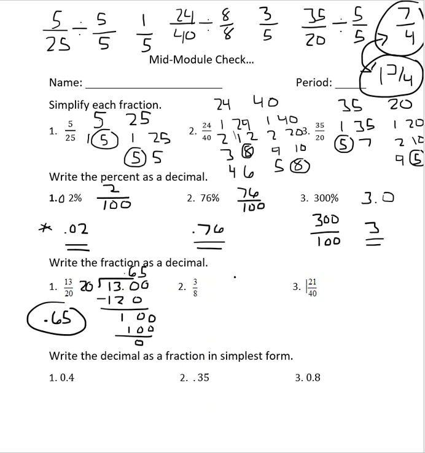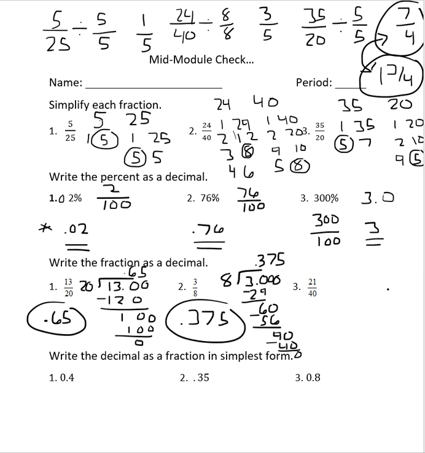Okay, the next one, 3/8. So we're going to take 3. We're going to divide it by 8. We do our decimal, 0. 8 goes into 30 3 times. 3 times 8 is 24. 30 minus 24 is 6. Add a 0, bring a 0 down. 8 goes into 60 7 times. 7 times 8 is 56. 60 minus 56 is 4. Add a 0, bring a 0 down. 8 goes into 40 5 times. 5 times 8 is 40. Voila! 3/8 as a decimal is 0.375.